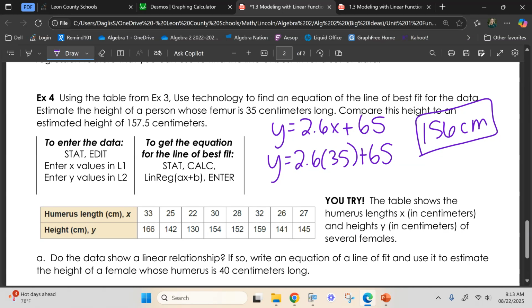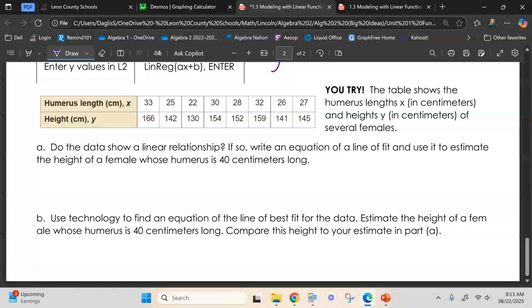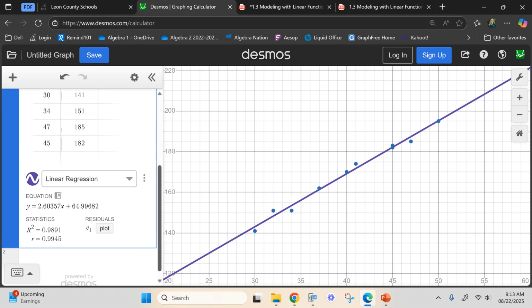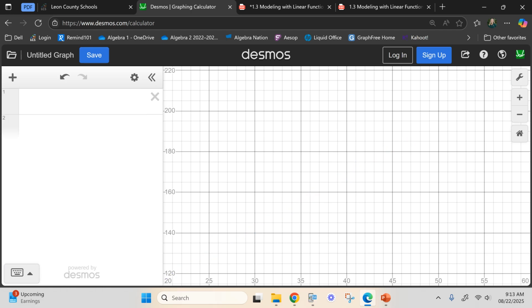I would like you to use technology for the humerus. So don't do it by hand. I'm going to do it by hand. You're going to do it by calculator, and we're going to see how close we are to each other. You have a new set of data. So I would X out of your table and bring in a new one. Go to Desmos at the top here. X out of that table, bring in a new one for your data.